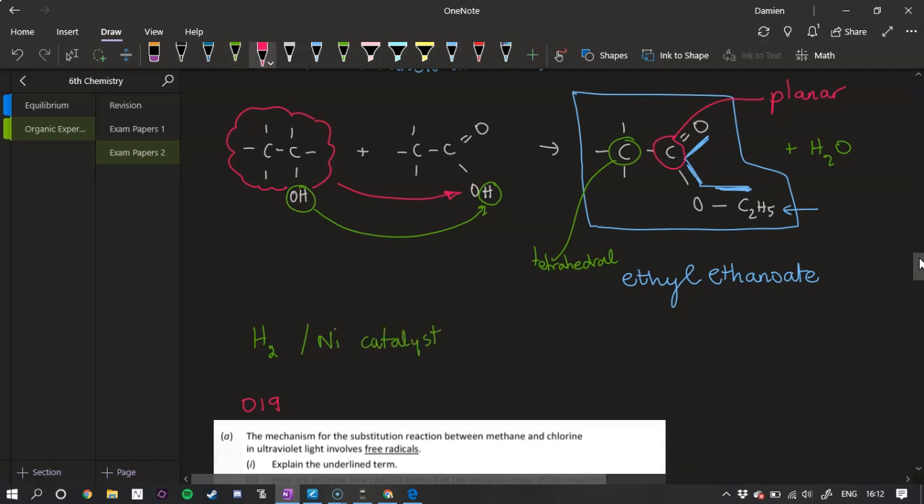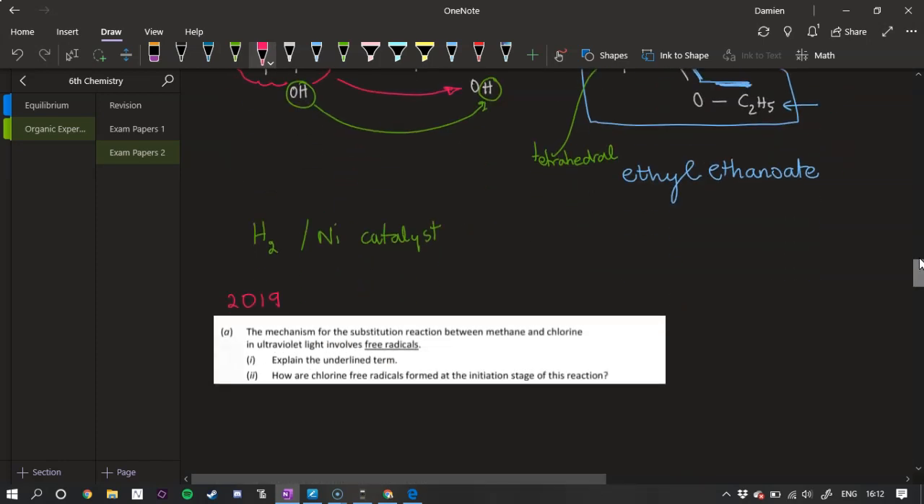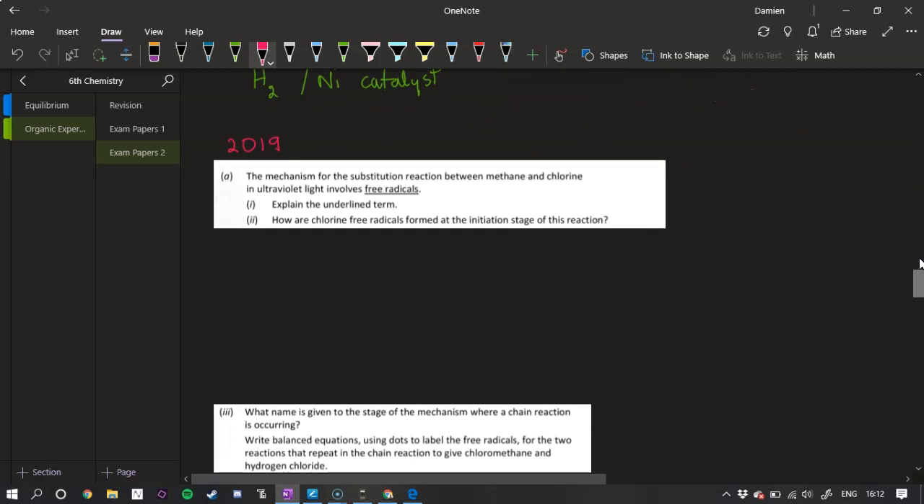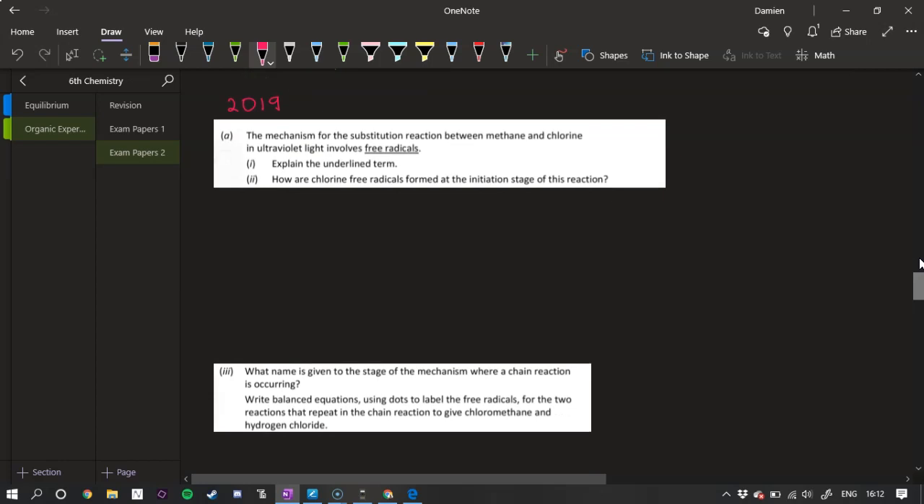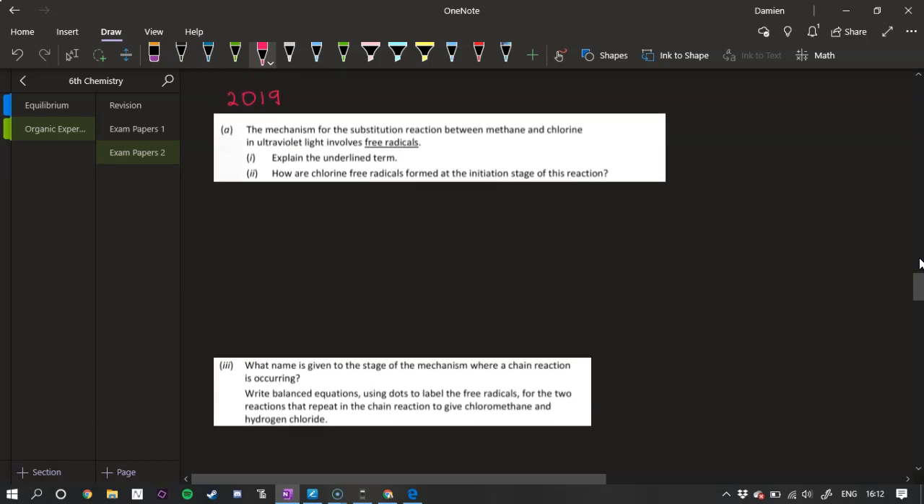Okay, so let's move on to 2019. Now, the reason why 2019 is coming after 2014 is that when I copied these out of Studyclix, for some reason Studyclix says 2019 after 2014. So it's in here. Let's have a look at it.